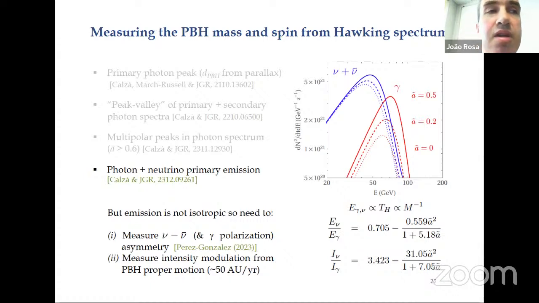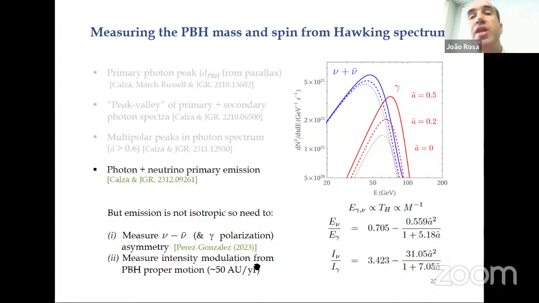There's a slight caveat here because when you have spinning black holes, the emission is not isotropic and we're not looking at the full integrated flux, only along the line of sight. And if we don't know the line of sight inclination relative to the black hole's axis, then we can't really infer this total flux emitted. But Yuber Perez-Gonzalez at Durham made an interesting proposal that there is a dependence on this line of sight angle in the asymmetry between neutrinos and antineutrinos, and also between the two photon polarizations, that could help us determine not only the spin, but also the inclination angle.